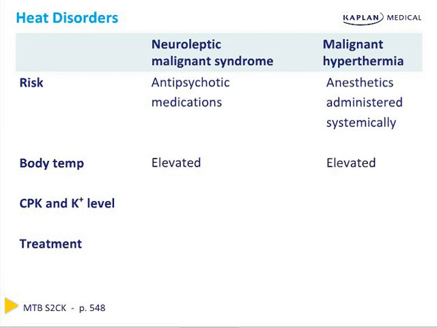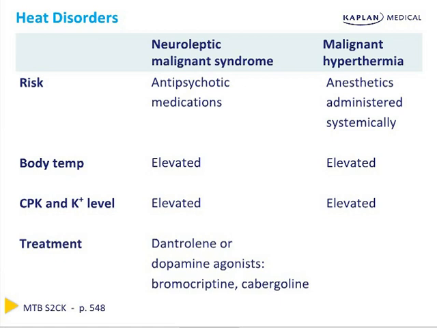Body temperature is going to be elevated in both. CPK and potassium will also be elevated in both. The treatment is dantrolene or some dopamine agonist like bromocriptine or cabergoline for neuroleptic malignant syndrome. For malignant hyperthermia, it's simply dantrolene.